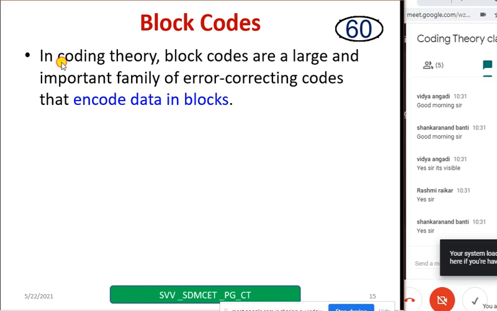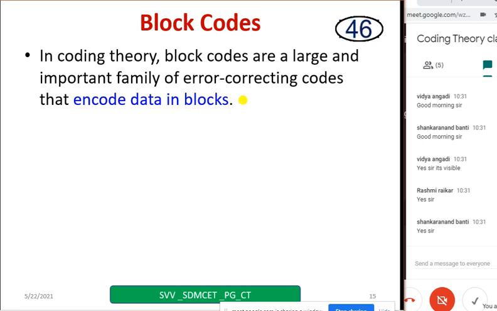Block code. In coding theory, block codes are a large and important family of error correcting codes that encode data in blocks. What is the meaning of block codes? See, I want to send a thousand bits together from the transmitter to the receiver. I make them into blocks. Each block I will take and I will encode. Hence it is called block codes. I will not take a single bit, or do all the bits at a time. I will take a block of bits. A block means what is the size.